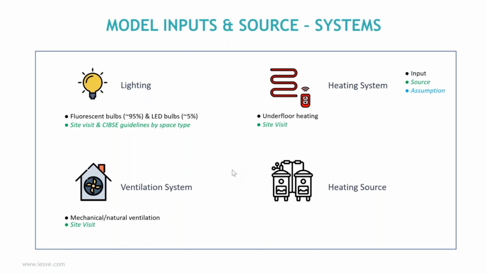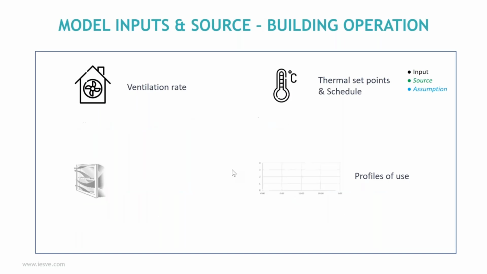Now, other inputs after the building envelope are obviously, as you know, the lighting, heating system, ventilation system, heating sources. So all the additional information that you need to give your model to run an energy simulation. In this case, we had fluorescent lights for most of the buildings. A few of them have been replaced with LED lights. We had an underfloor heating system, a ventilation system which is mixed between mechanical and natural ventilation, and we had 2 gas boilers, and that's the reason why we had that high natural gas consumption in the utility bills.